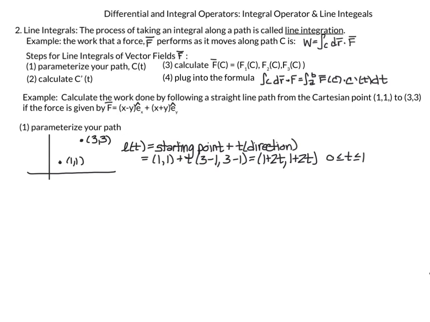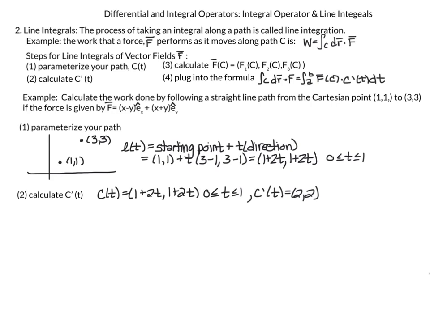So in this case, it's 3 minus 1 in the x direction and 3 minus 1 in the y direction. So my parameterization L of t is equal to 1 plus 2t, 1 plus 2t for t equals 0 and 1. T goes between 0 and 1. And I don't know if it makes you feel better, sometimes it makes me feel better. Just to be consistent with my notation here, instead of putting L of t, I just renamed it C of t. The next step is to calculate C prime of t.